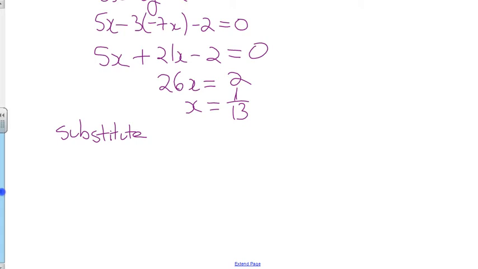So we're going to substitute 1/13 for x in which equation? You choose, I don't care. It's going to work out the same either way. 1? Okay, so what's equation 1? Equation 1 was 3x minus, really? 2. Really? 1? Yeah, you do 1. I'm doing 2.